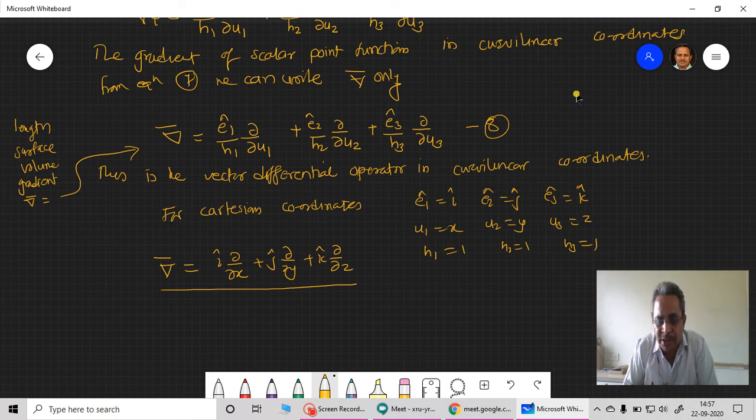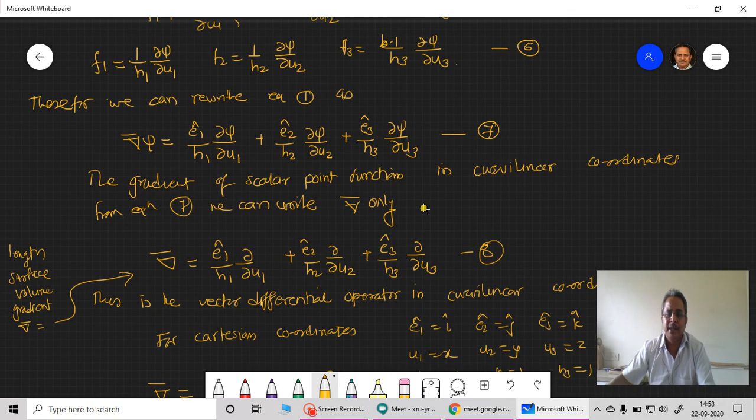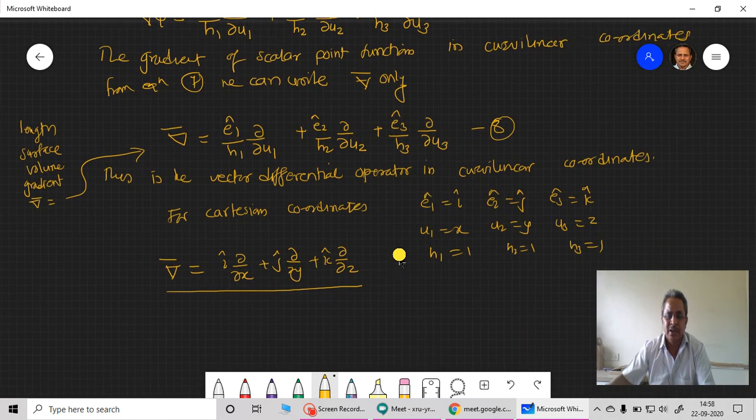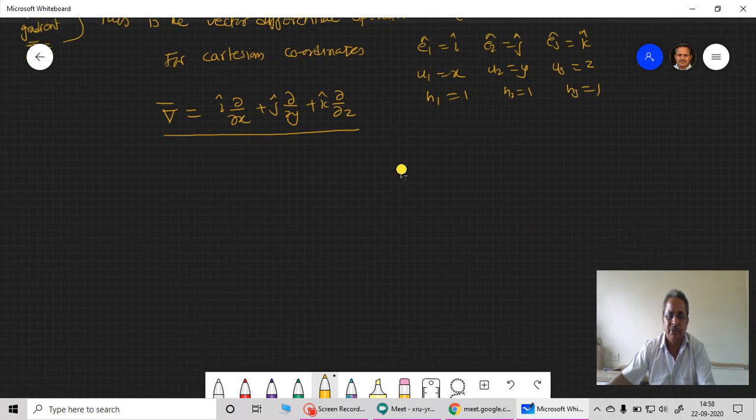So remember, this vector differential operator is given in terms of the unit vector upon scale factor into the operator del upon del U1 in the first direction. This is for the second direction, and this is for the third direction. This is a vector, this is a vector, this is a vector. Adding all these three vector components, I get del bar, the vector differential operator. So try to understand how we have defined this vector differential operator. This is my first derivation wherein we have carried out this vector differential operator.